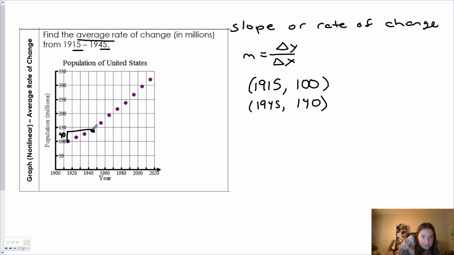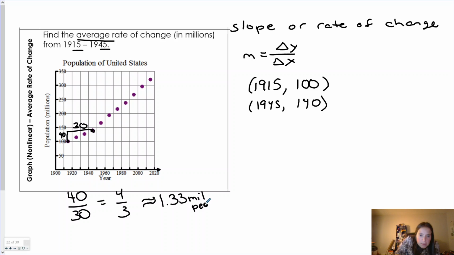So to get from 100 to 140 is 40. And to get from 1915 to 1945, that's 30 years. So we're looking at a change of 40 over 30. And if we reduce it, 4 over 3. Because this is real world, you could approximate 1.33 million people per year. But in general, you're going to want to keep things as fractions.